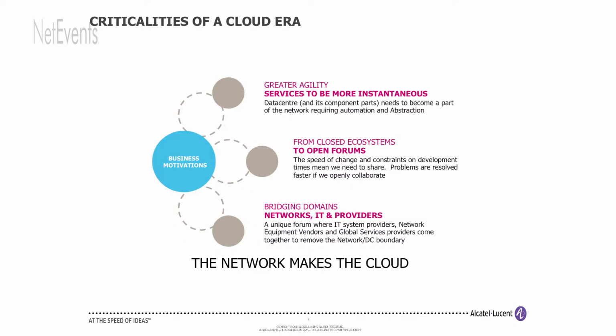Today there's a pretty strict divide at the edge of the data center. It's called an edge router, which controls access lists from the data center to the network. We need to remove that barrier and that demarcation point so we can automate the delivery of applications through to end users. That's where we see this forum coming together to bridge those domains, really enabling the network to make the cloud.